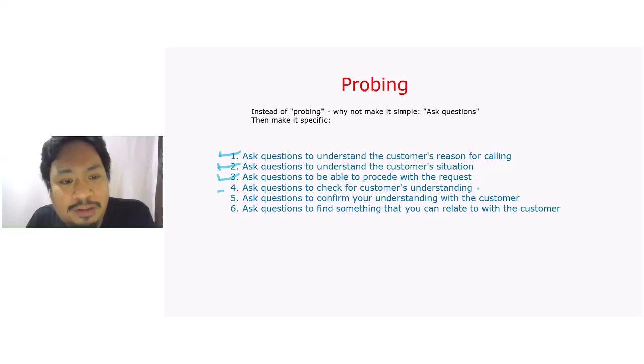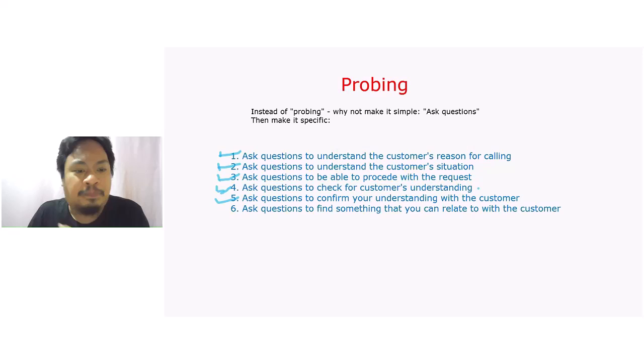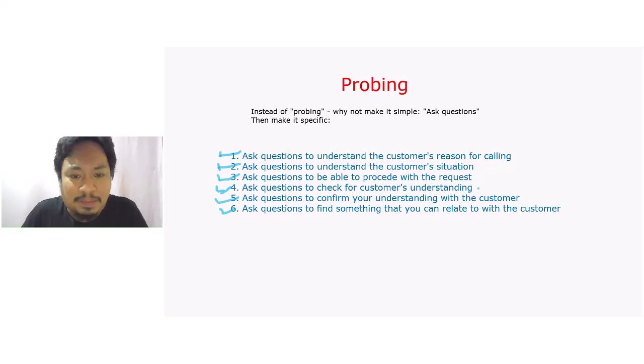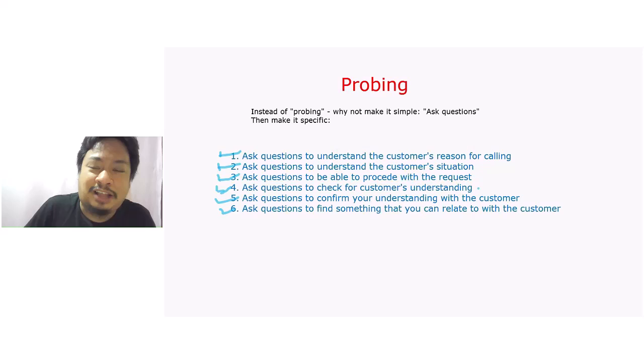Ask questions, check for customer's understanding. Mr. Customer, you good? Was that clear? Ask customer to confirm your understanding. I hope I understood what you're saying clearly. Kasi hindi ka kumikibo, Mr. Customer. So, sagutin mo ako. And then, ask questions so that you can find something that you can relate to with the customer. In short, rapport. Para you find something to connect with, di ba? Yun yung mga technical terms eh. Pero if you want to really make it simple, you can word it that way. Oh, is that your dog barking? Or is that your cat landing around?